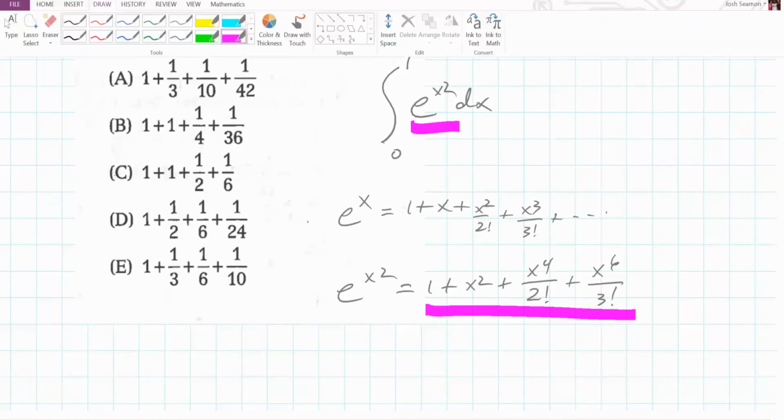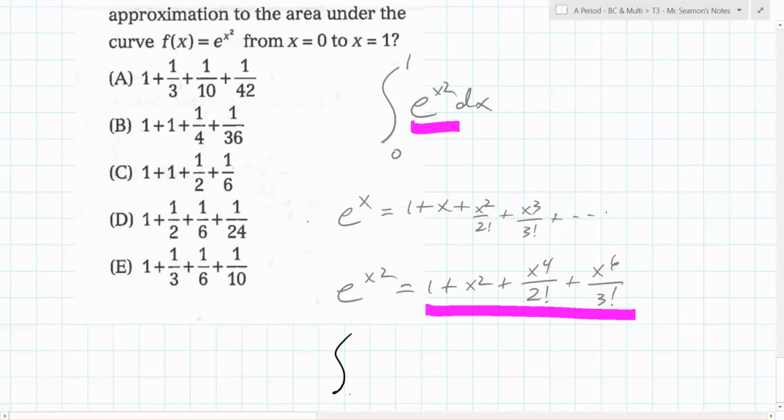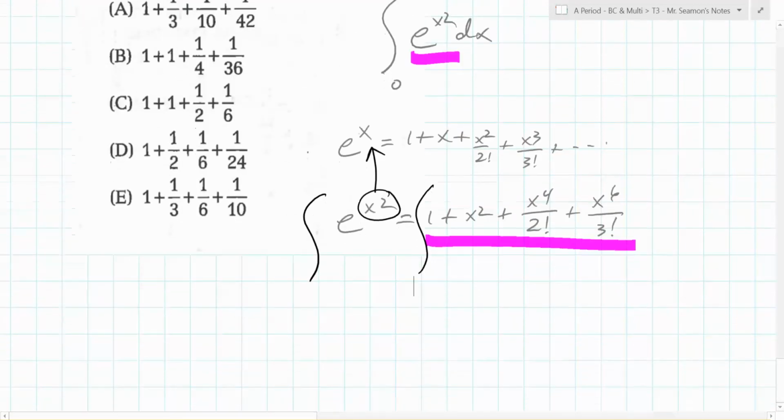So then what do we do? You're literally just plugging in x squared for x. That's all you're doing. It's just the substitution. You with me? So now we're integrating both sides. If we integrate both sides, what do we get?